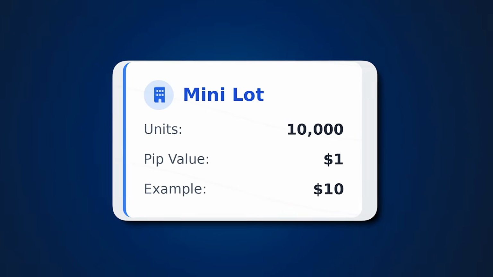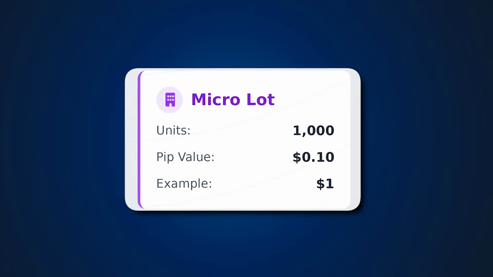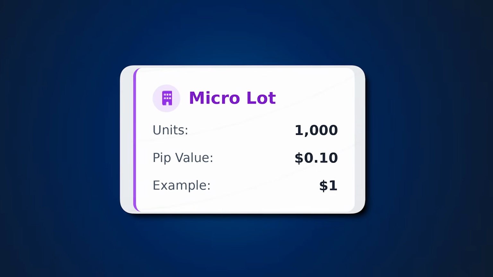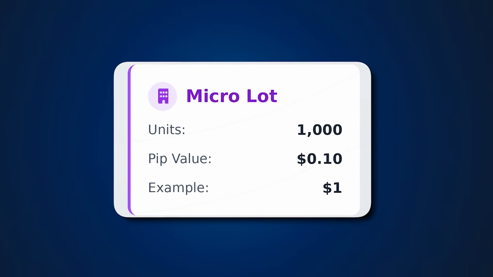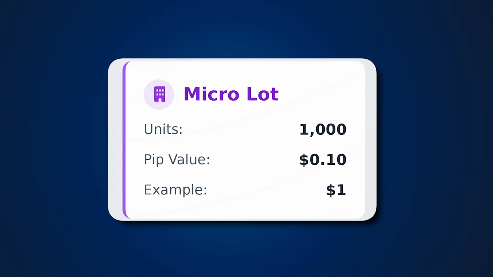And the pip value for this will be $1 per pip, which means every time the market moves 1 pip, you make $1. And then we also have micro lots, which represent 1,000 units of your base currency. And the pip value for this is 10 cents per pip. That means if you are holding a micro lot and the market moves 1 pip, you make 10 cents.